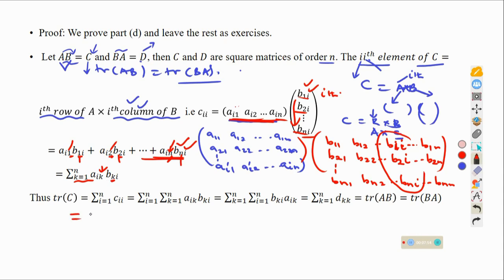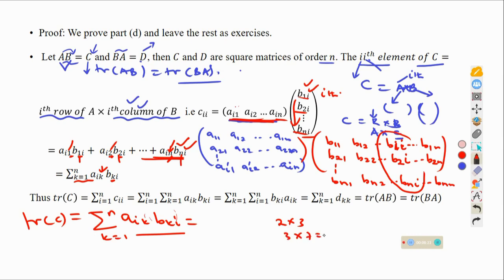So in general, you are having your summation of k equaling 1 up to n of a i k, then b k i. But what does this one mean? Because we have seen that this will be the trace of C. Since these are real numbers, if you are getting 2 times 3, or 3 times 7, this is the same as having 7 times 3. This is the same as having 3 times 2.